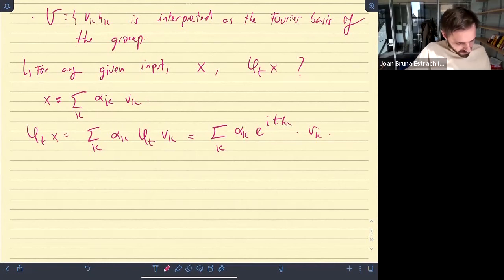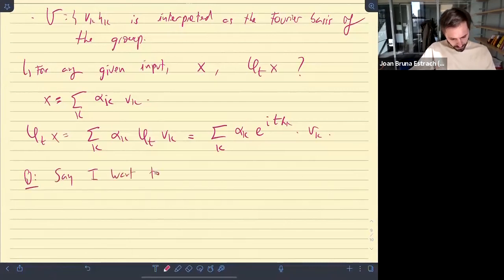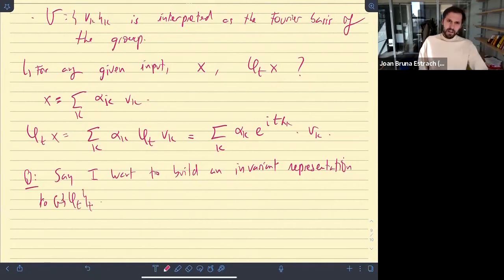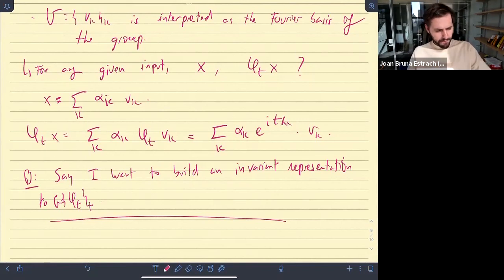Why is this interesting for us? Now the question I have for you is, say I want to build an invariant representation to the group. Does this Stone theorem help me in this problem? How can I use this Stone theorem to build an invariant representation to this group of transformations? Any ideas?